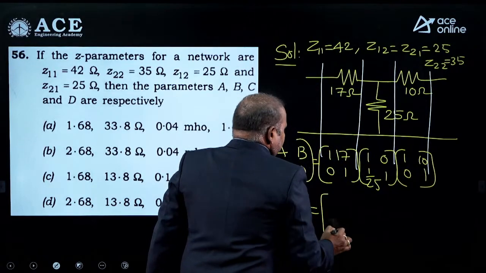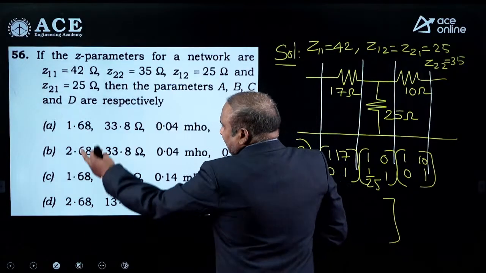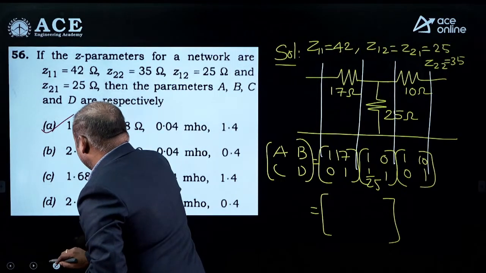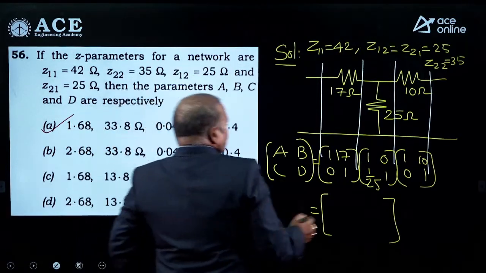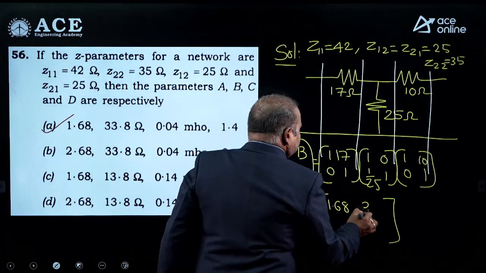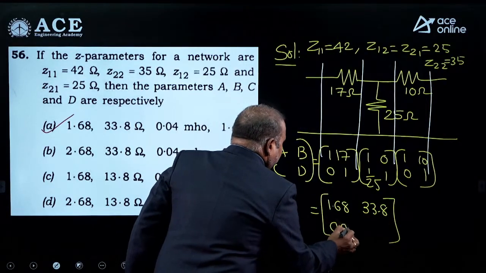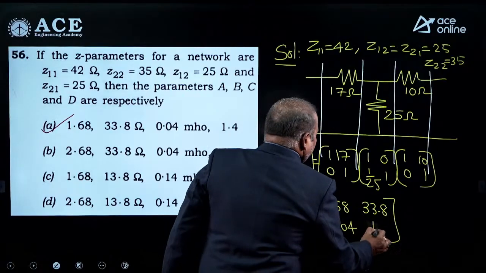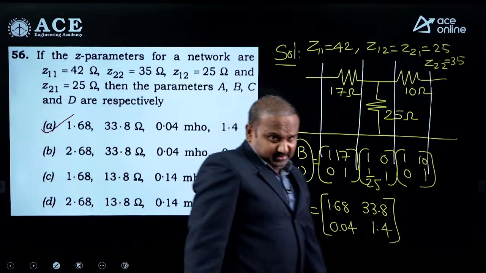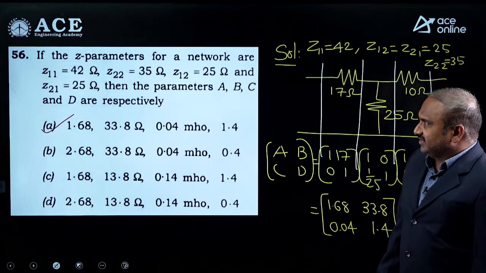Based on this, if you do that, definitely you will get that option A is the correct one. If you do this total, you will get A as 1.68, B parameter is 33.8, C parameter is 1 by 25, 0.04, and D parameter is 1.4. This is the simple way you can do this example. Option A is the correct one for this. Now let us take the next one.